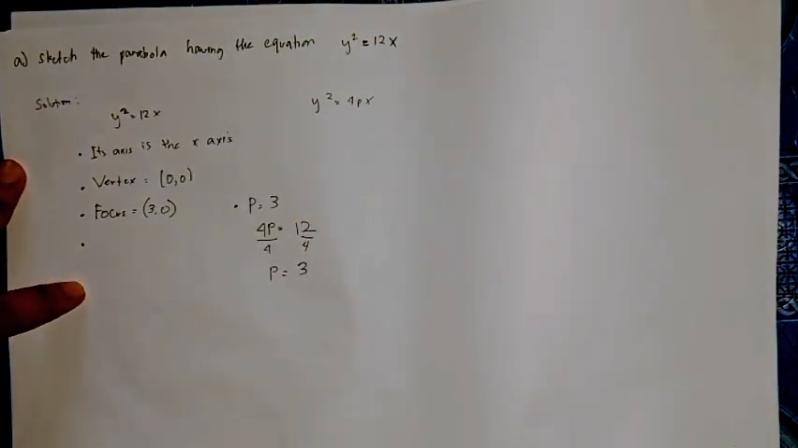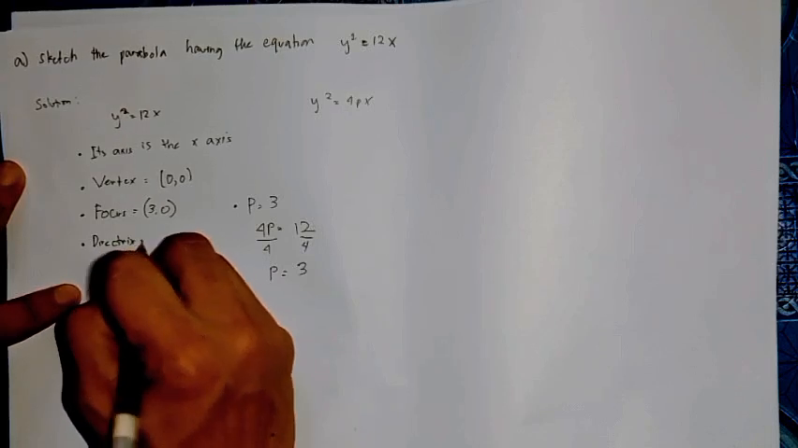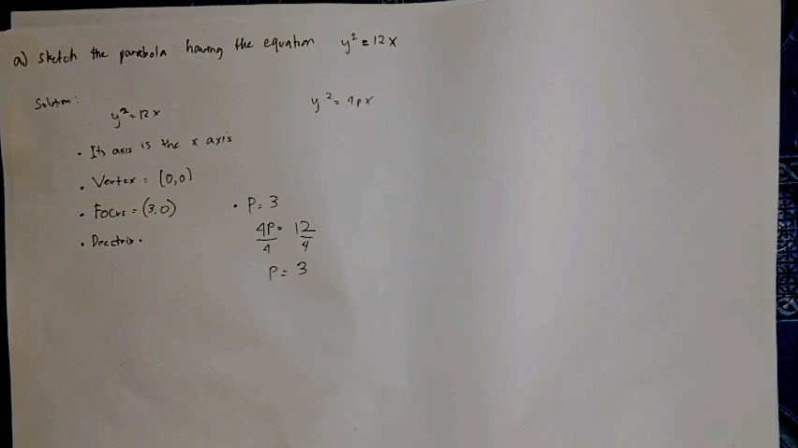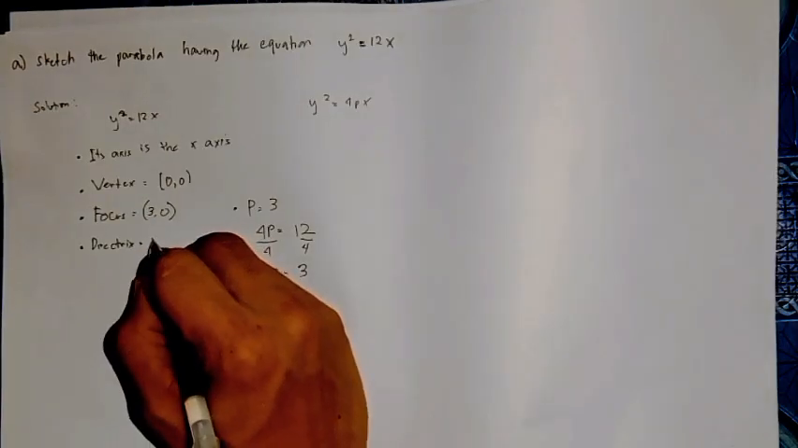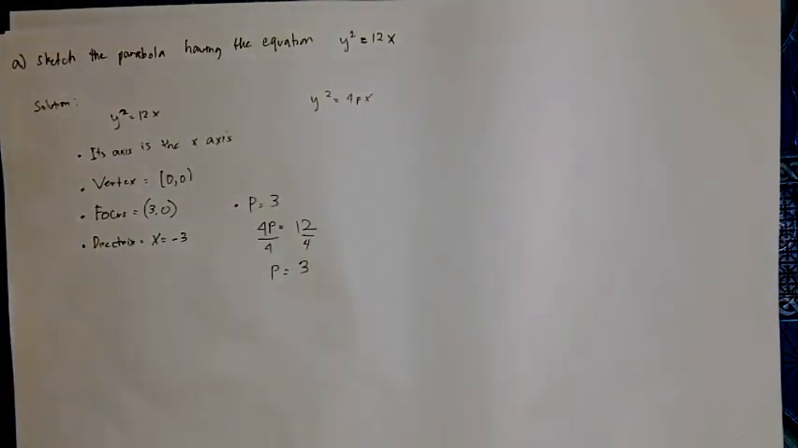Next, we will find the directrix. Take note that the focus and the directrix have the same distance from the vertex. Therefore, x is equal to negative 3.